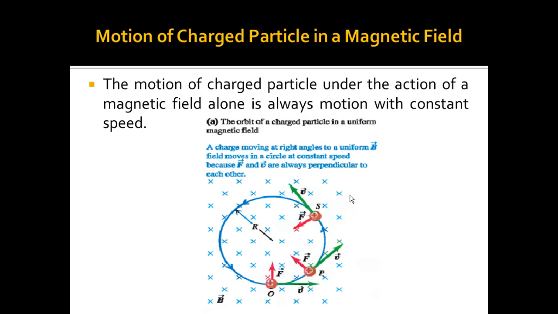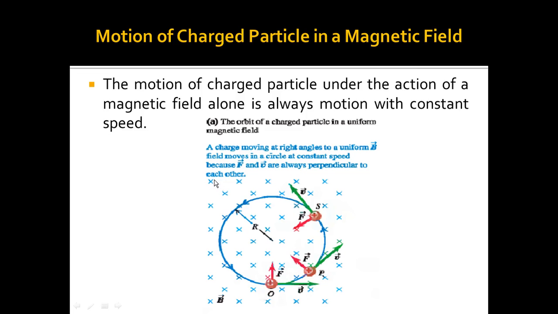Okay, so in this illustration, what we see here is that we have a charged particle that is within a given region of a magnetic field. As we can see, if the charged particle is acted on only by the magnetic field alone, the magnetic force causes the charged particle to move in a circular path. So let us try to analyze what is happening here.